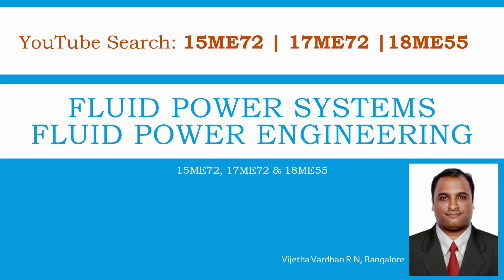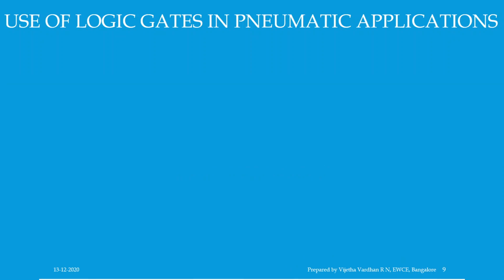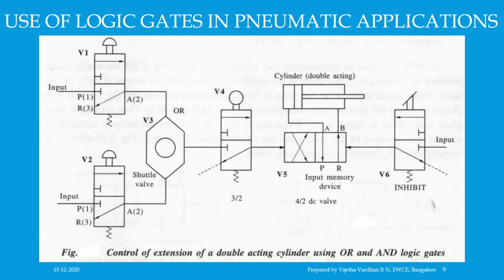Now let's start session number 46, which is based on logic gates in pneumatic applications. Based on this, we have two conditions. We'll understand condition one, that is control of extension of a double acting cylinder. The circuit uses an OR gate, an AND gate, and a memory device for its control, and the figure shows the circuit.